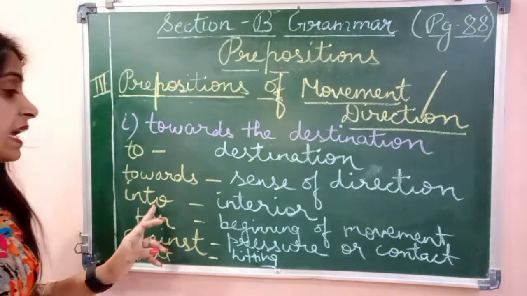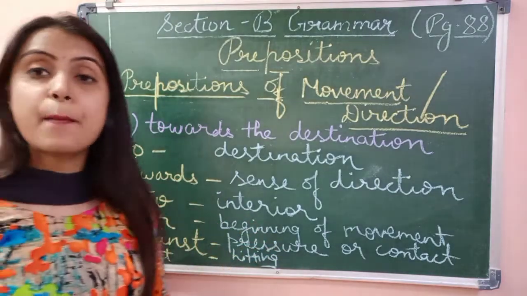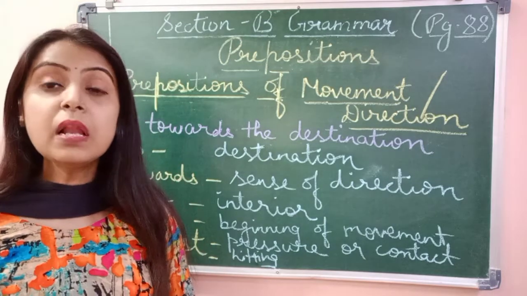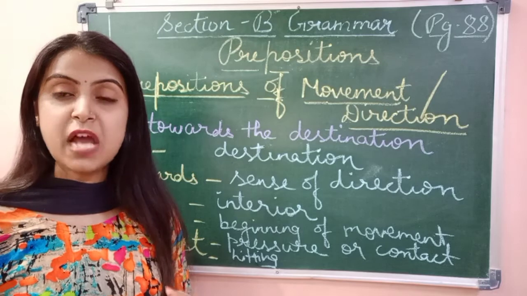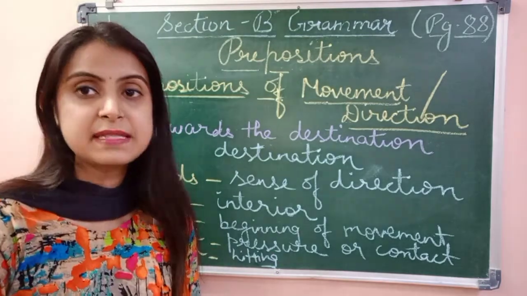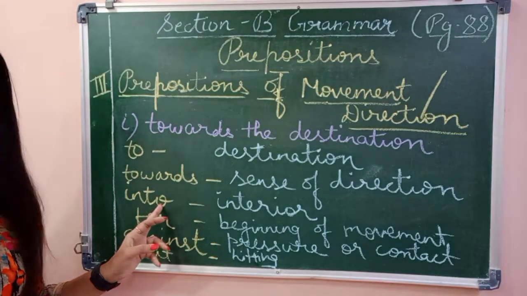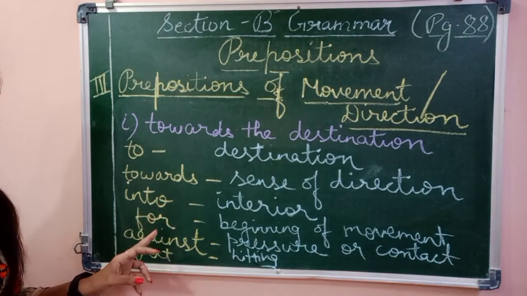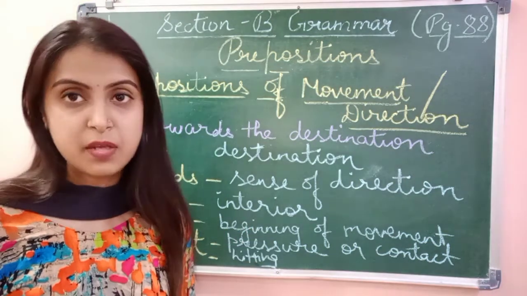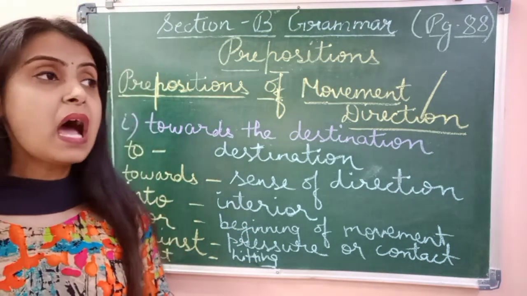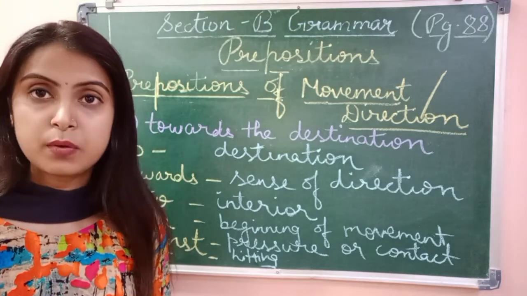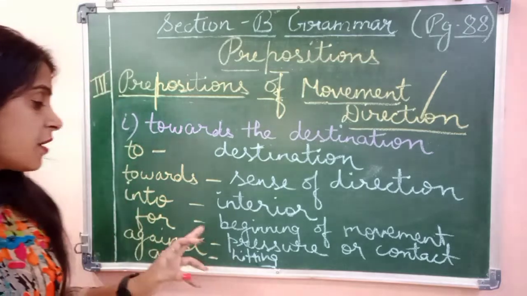Right? Into. Into shows movement in the interior of something. For example, the rabbit jumped into the well. So the movement from outside to inside will be shown using the preposition into. Then for. For indicates the beginning of movement. For example, I am going for a walk from the school. So beginning of the movement, for.